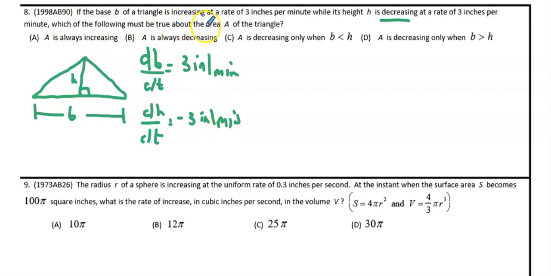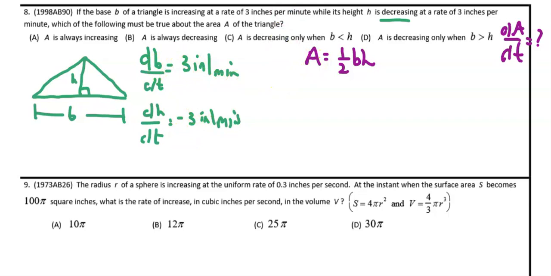We want to talk about the area of a triangle, and which of the following must always be true if these two circumstances are occurring. The area of a triangle, this one I may not give you, but it's A equals 1/2 bh. Notice my choices are: always increasing, always decreasing, decreasing only when this occurs, or decreasing only when this occurs. So I want to know what's happening to the change of the area with respect to time, the general behavior with these two conditions.